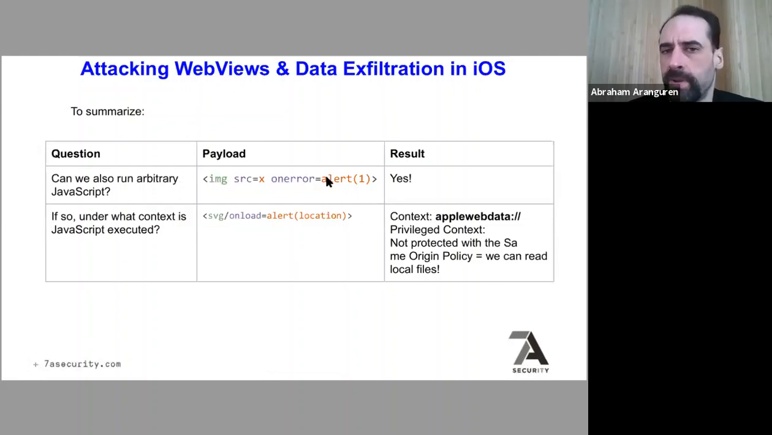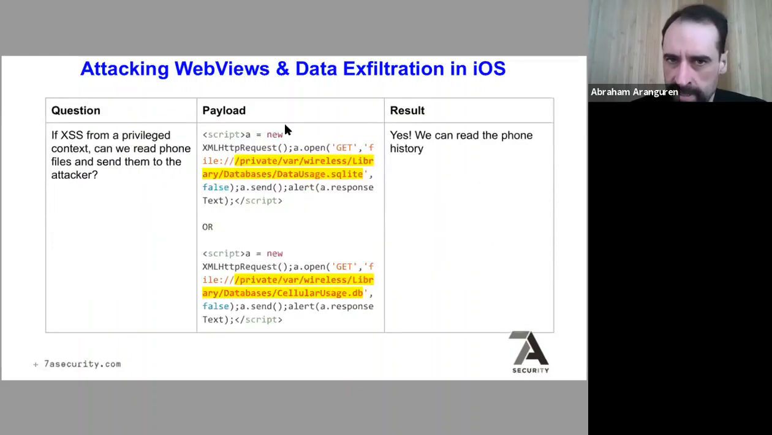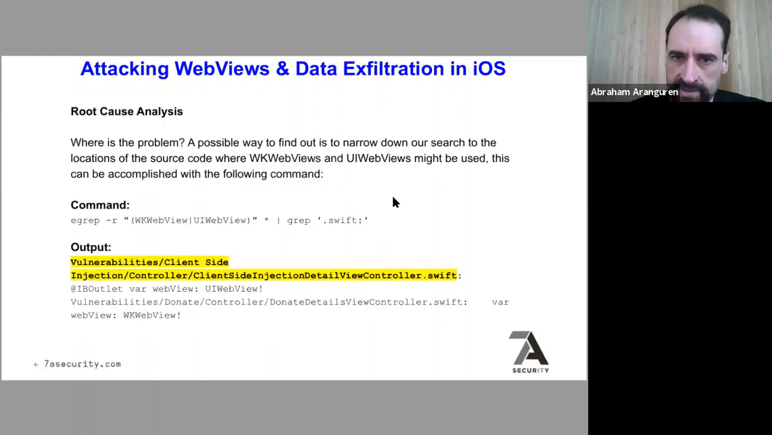And methodology-wise, you're basically trying to answer the same questions. Do we have HTML injection? Do we have XSS? If we have XSS, what is the context of the XSS? If it is Apple Web Data, you should get excited. If it is file, you should get excited, and so on, right? And then we can try to read some local files from iOS.